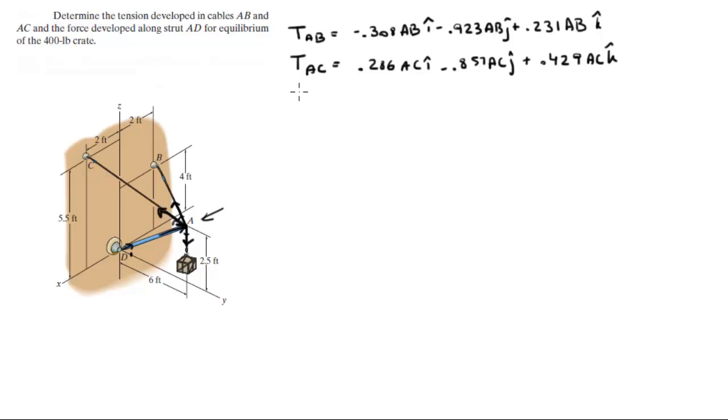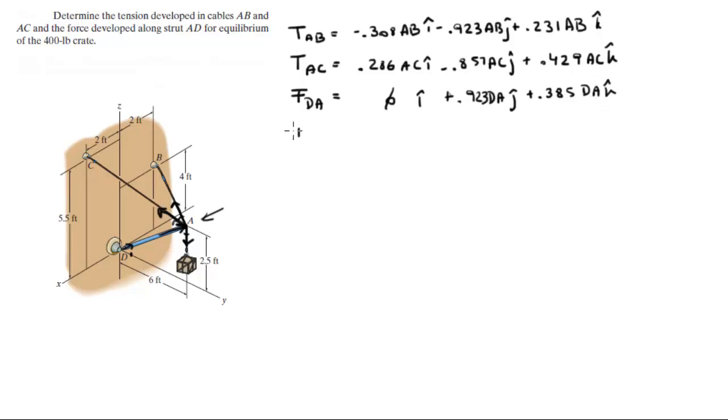Now we got the tension, sorry, the force dA. Now the force that goes from D to A is nothing in the i, so let me actually write 0 in the i, plus 0.923 dA in the j, plus 0.385 dA in the k.